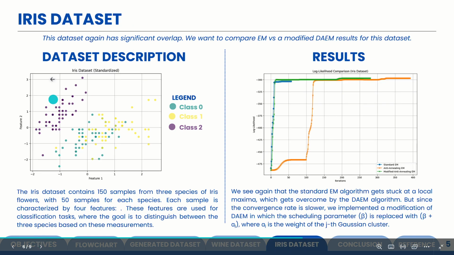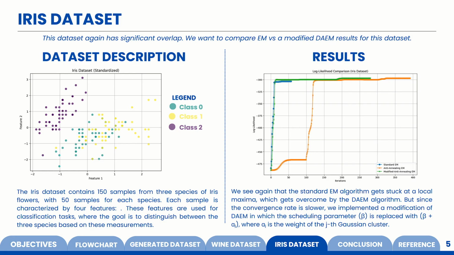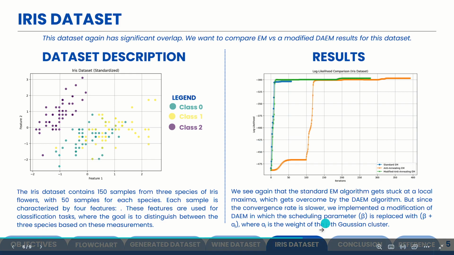For the next one, the iris data set, we will use all three algorithms: our standard one, our DAEM, and our modified DAEM. This contains 150 samples from three species. Here also there are three classes, and we can see from the graph that the same problem arises. The standard EM algorithm gets stuck at a local maximum, but both our DAEM and modified DAEM keep converging towards the global maximum. What's the difference between DAEM and modified DAEM? Modified DAEM is a lot faster because of that alpha j component in the power.